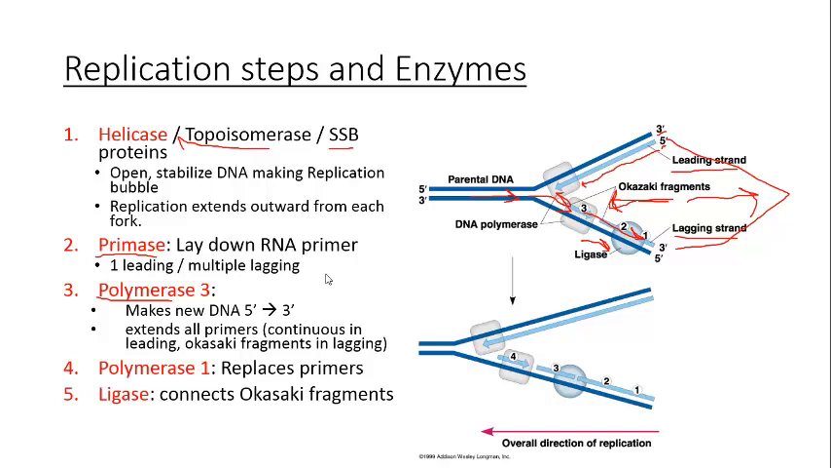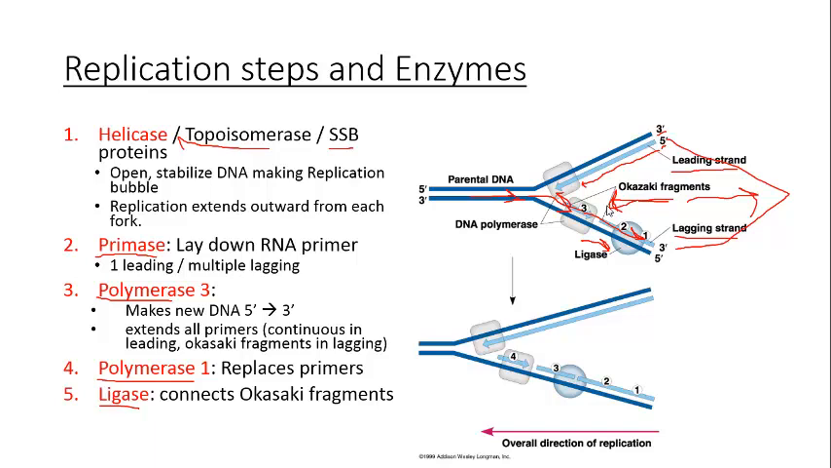So the next step that happens is that another enzyme called polymerase 1 comes in. Polymerase 1 is going to remove the RNA primers, and it's going to replace the RNA primers with DNA. Finally, the last enzyme used is called ligase. Ligase is then going to come and connect all these Okazaki fragments together, making one continuous strand.